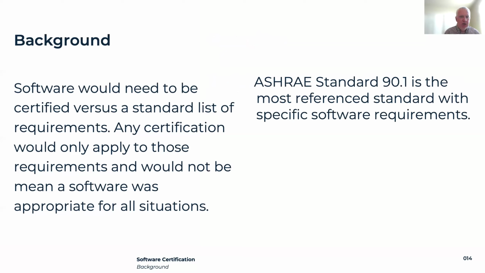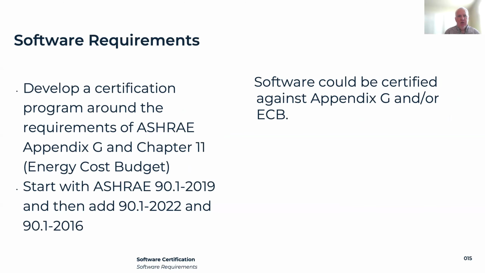In a review, ASHRAE Standard 90.1 is the most referenced standard that has very specific software requirements. So that was our starting point for developing a certification program. Once we had that decision, we could decide how a certification program for software would work. We decided we could develop the specifications for a program around the requirements of both Appendix G and Chapter 11 of Standard 90.1.